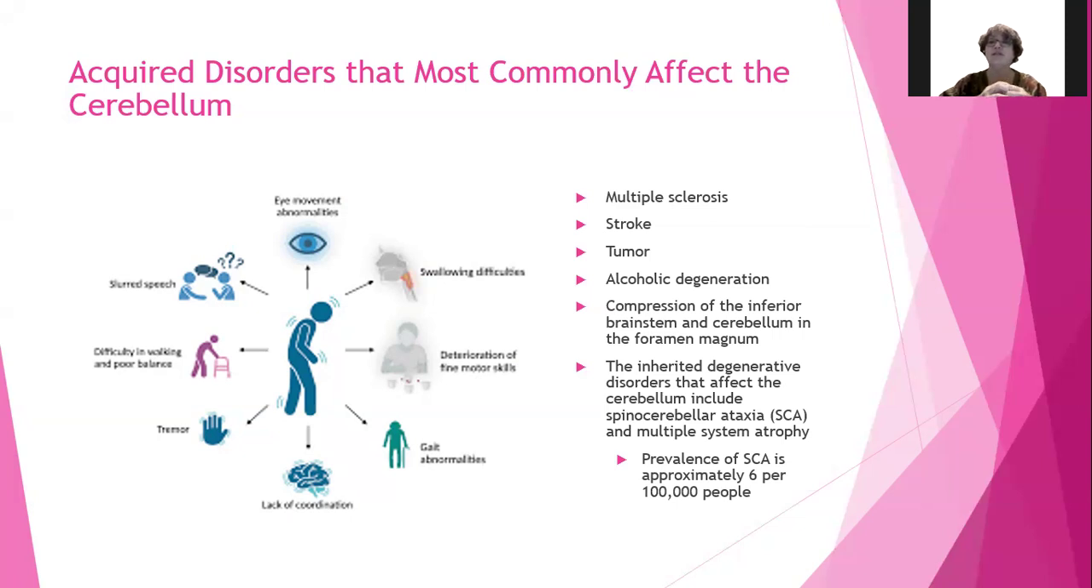Compression of the inferior brainstem and cerebellum in the foramen magnum can happen in an Arnold-Chiari malformation, which is a developmental issue. Inherited degenerative disorders that affect the cerebellum include spinocerebellar ataxia and multiple system atrophy. The prevalence of spinocerebellar ataxia is approximately 6 per 100,000 people. I've worked with some people with spinocerebellar ataxia in the clinic, and aquatic therapy is great for it. Everybody that I've worked with has had good improvements, so I like that.